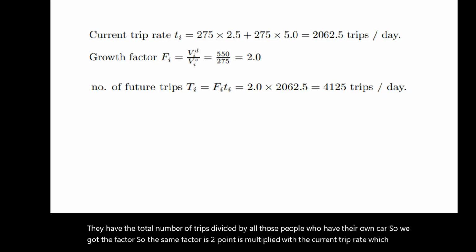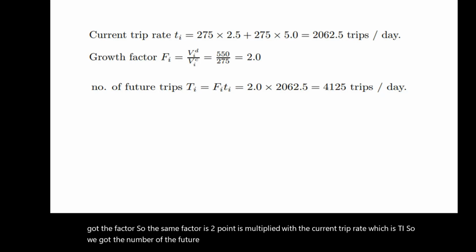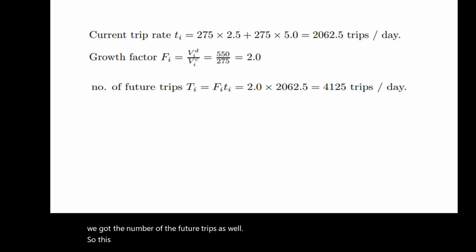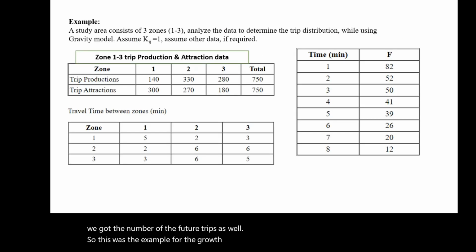Okay, so we got the number of the future trips as well. So this was the example for the growth factor model. Now we will talk about the gravity model.